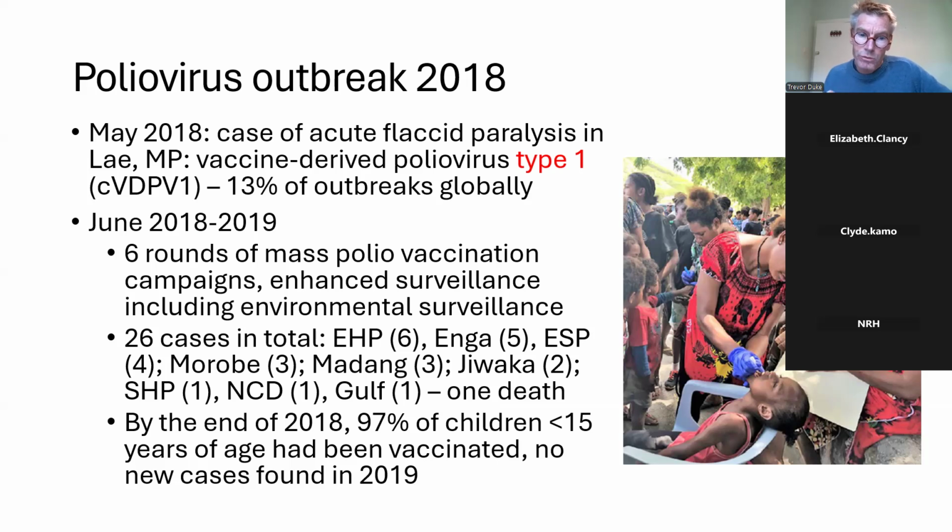This was well controlled by the rounds of mass polio vaccination, and the boost in enhanced AFP surveillance. You could see there was a spike in AFP cases that were reported, and also the introduction of environmental surveillance, which has continued to today. It was a big effort, and by the end of 2018, 97% of children under 15 had been vaccinated, and in 2019, no new cases of polio were found. So that was a success, an expensive success, but it was a success.